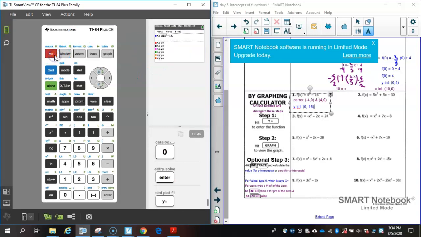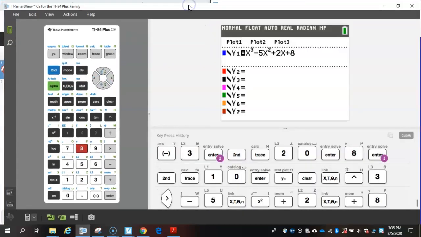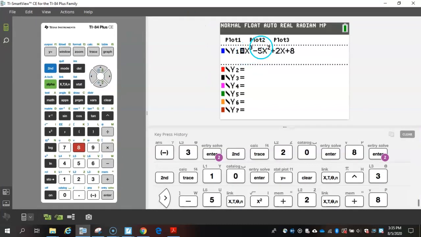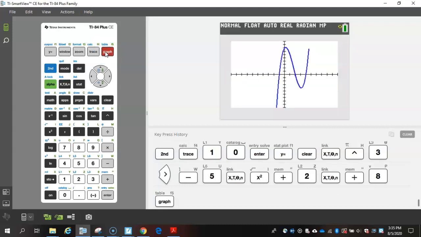Alright, so go back to y equals and put in, let's do number 7. So x to the third power minus 5x squared plus 2x plus 8. Alright, so x to the third minus 5x squared plus 2x plus 8. Then I'm going to go ahead and graph it.